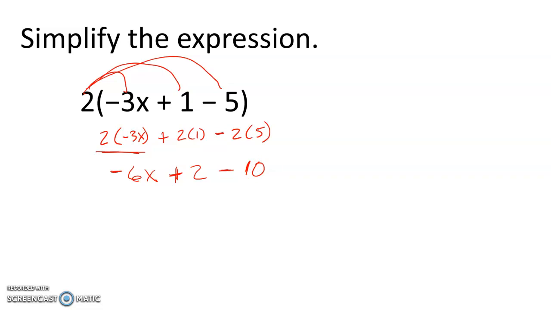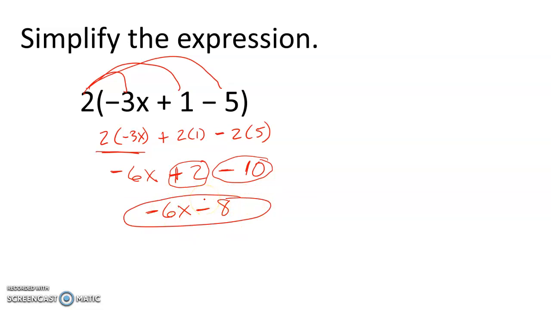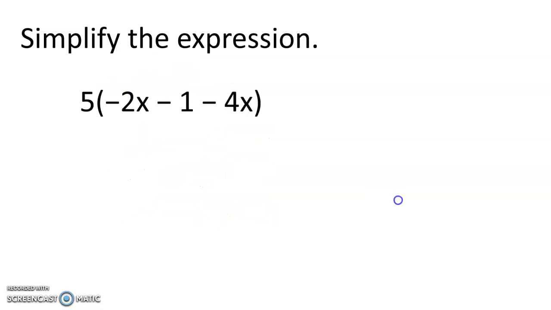Then we do need to combine like terms. Both of these are constants. They do not have any letters, so we can combine those. So positive 2 minus 10, or positive 2 negative 10, that would give me a negative 8 or a minus 8. And the negative 6x comes down. So your final answer is negative 6x minus 8. All right, let's look at the next one.